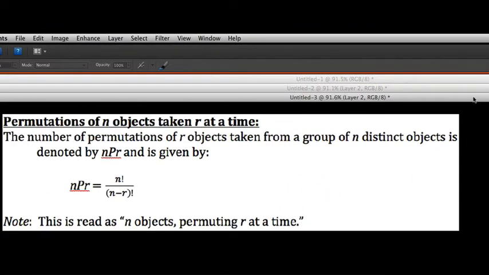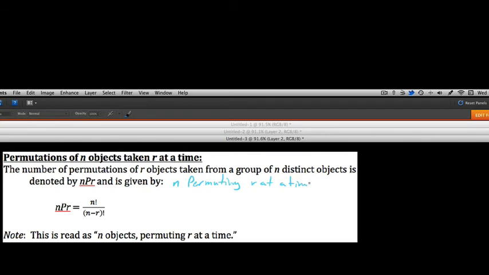This is something, if you're learning this, you'd want to write down. It says the number of permutations or orderings of R objects taken from a group of N distinct objects is denoted by NPR, or N permute R. We're going to write that down. N objects permuting R at a time. So for example, in that last problem we did, we have 12 runners and we are rearranging 3 at a time.